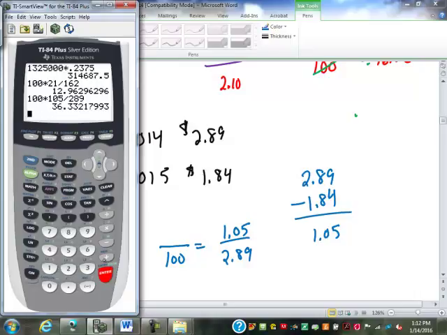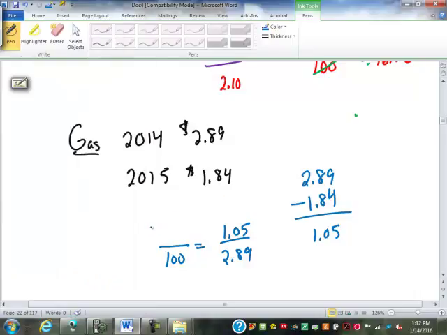What'd you get? 36 points on my numbers. 36.3 or 36.33%. Pretty significant drop.